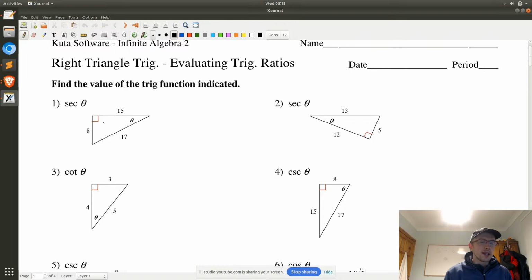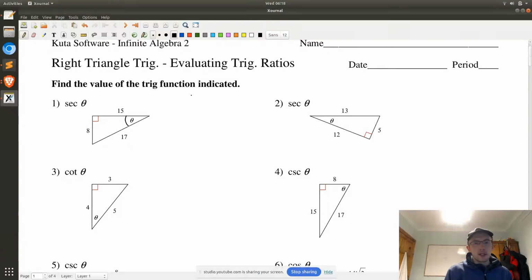When I said that the legs are 8 and 15, I should have said the opposite side is 8 and the adjacent side is 15, as these are relative terms. Okay, so the adjacent side to theta has a length of 15, and the opposite side to theta has a length of 8. And the hypotenuse, the longest side of the right-angled triangle, has a length of 17 in this particular case.